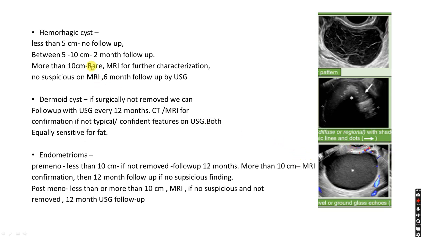So we will see how to follow the common cystic lesions which we can diagnose on ultrasound, like hemorrhagic cyst. This is a hemorrhagic cyst showing reticular appearance, fishnet appearance, thin internal septi, no vascularity. Remember, if it is less than 5 centimeter, no follow-up is required. If it is between 5 to 10, we have to do a 2-month follow-up.